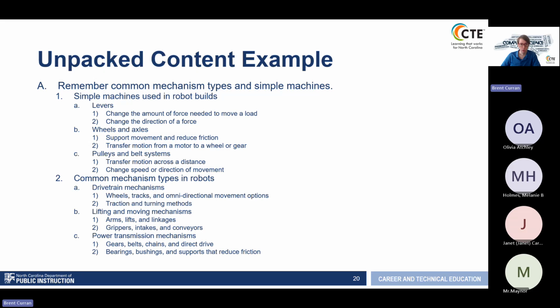So the remember level. I have two pieces in here. Simple machines used in robot builds, and then common mechanism types in robotics. So if I didn't exactly know what common mechanism types were, I would look at the list here and I can see, okay, I need to teach drivetrain mechanisms, lifting and moving mechanisms, and power transmission mechanisms. And then we break it down even further. So depending on your system, you may see arms, lifts, and linkages, grippers, intakes, and conveyors. Those are just some examples. So you don't have to start from scratch.